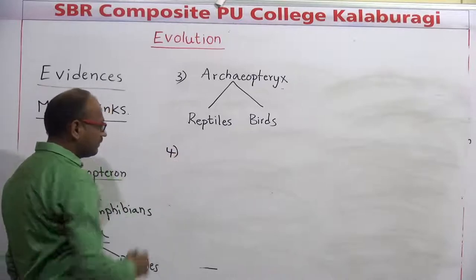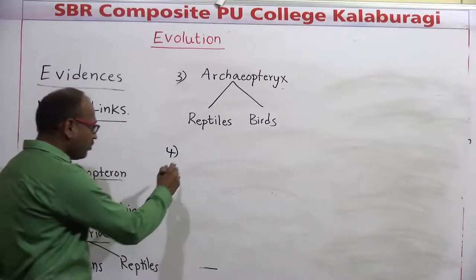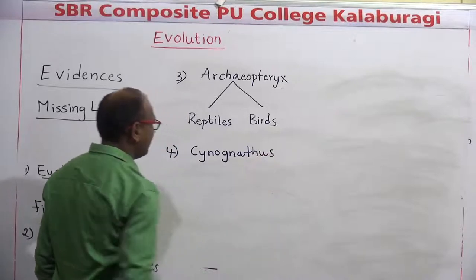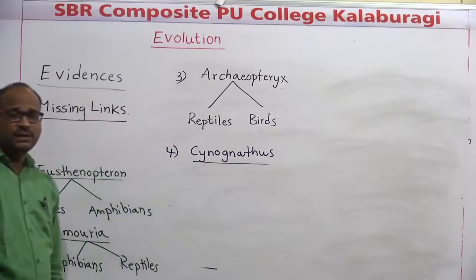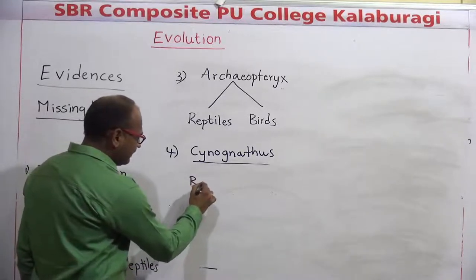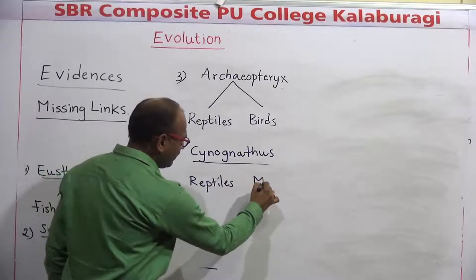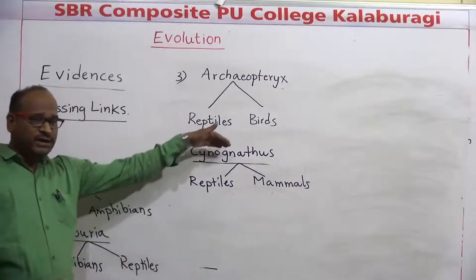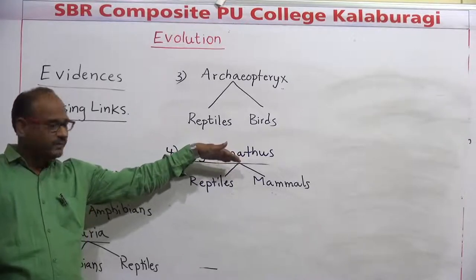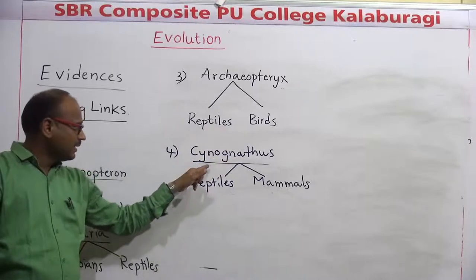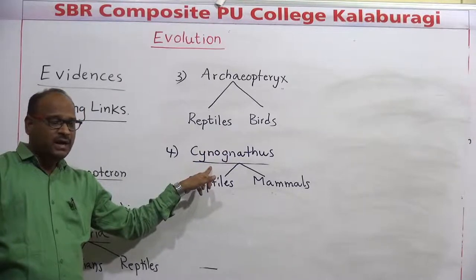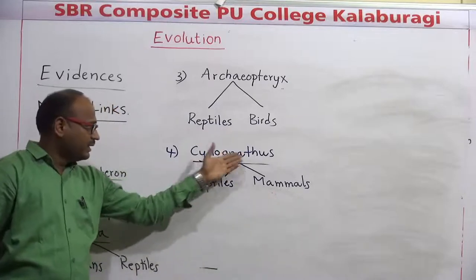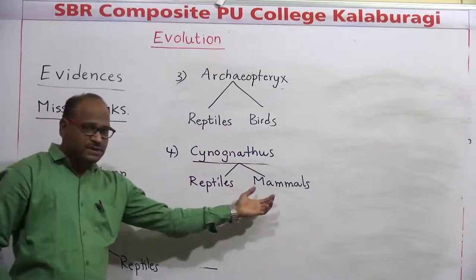Another example, Cynognathus. This Cynognathus was a missing link between reptiles and mammals. This Cynognathus is already extinct. While it was living, it had some features of reptiles and some features of mammals. It gave evidence that mammals evolved from the reptiles.